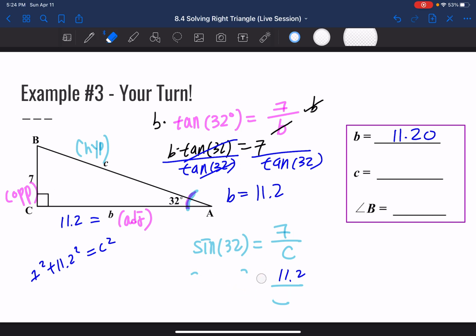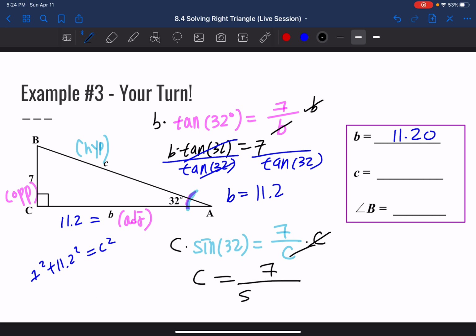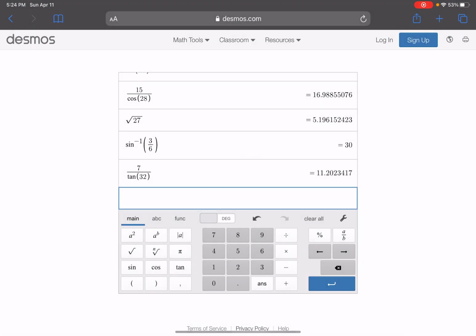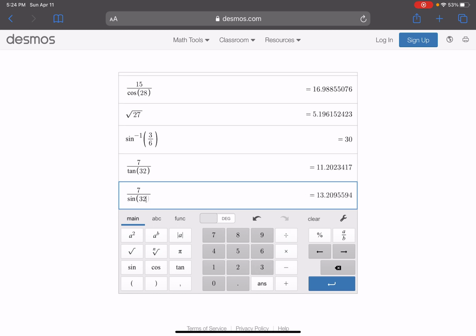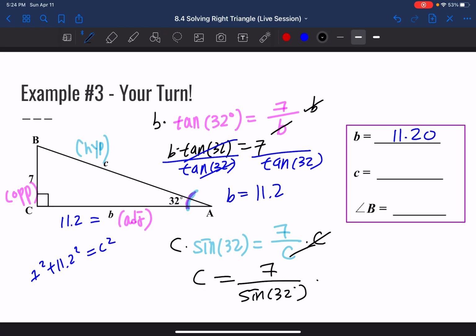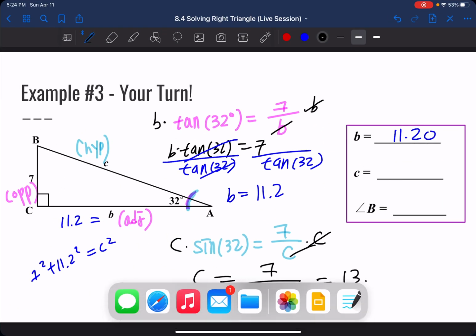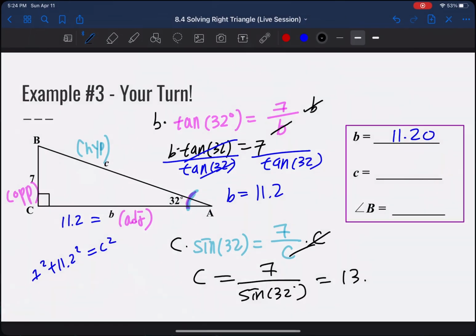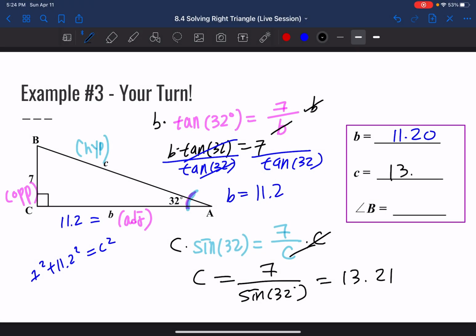Okay, so let me stay with the sine. So sine 32 equal to 7 over C, and then you are going to solve for C. Same concept, you multiply by C. So C is actually 7 over sine 32. Sorry, I skipped some step. So it'll be 7 divided by sine 32 degree, which is 13.209. So let me round it. So it'll be 13.21. Okay, good.